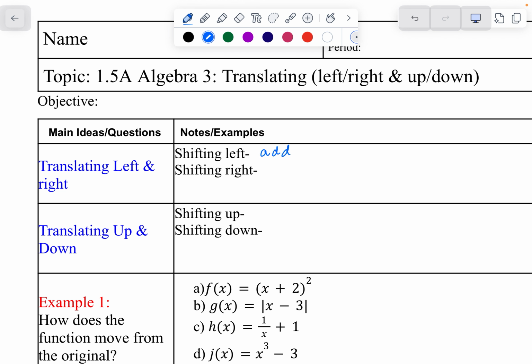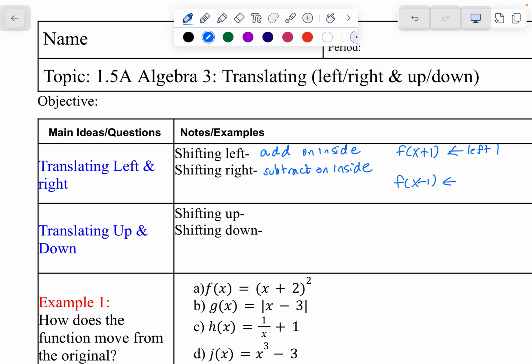To shift it right, you subtract on the inside. So if we have something like f of x plus 1, it has gone to the left one. But f of x minus 1 will go to the right one.